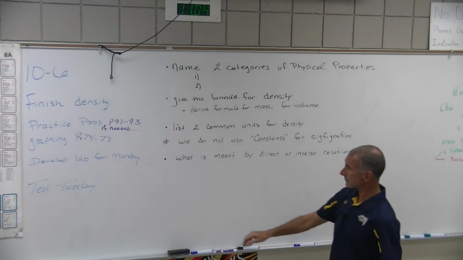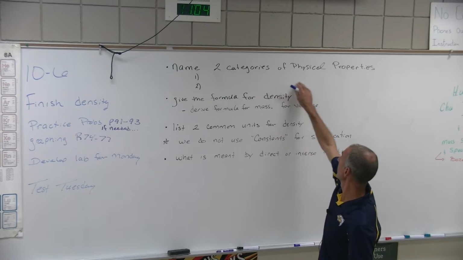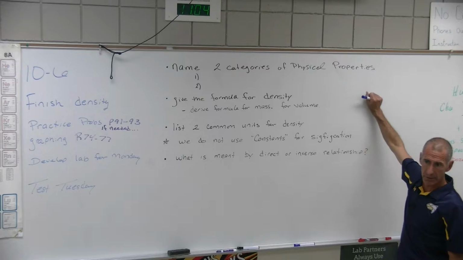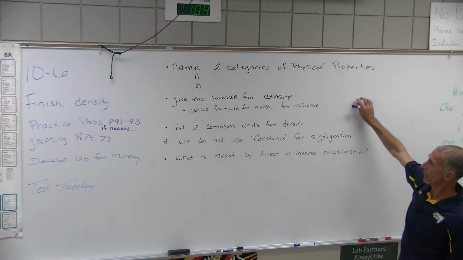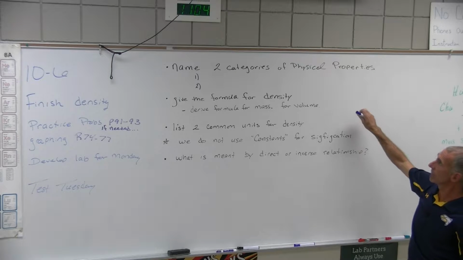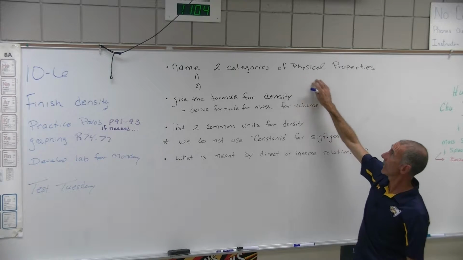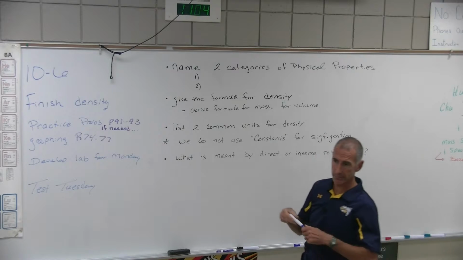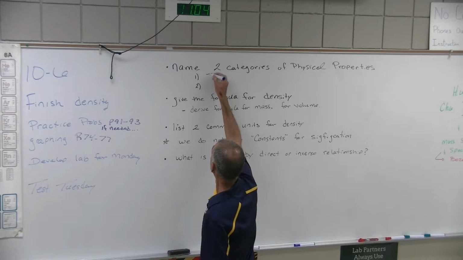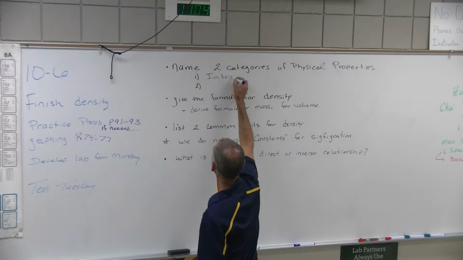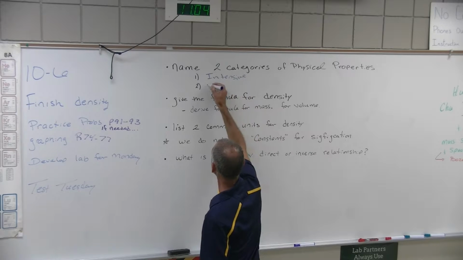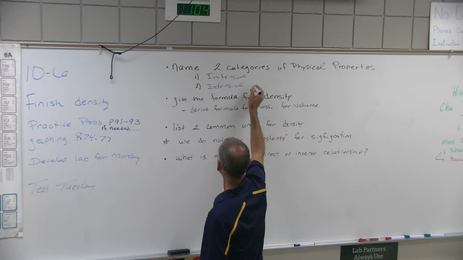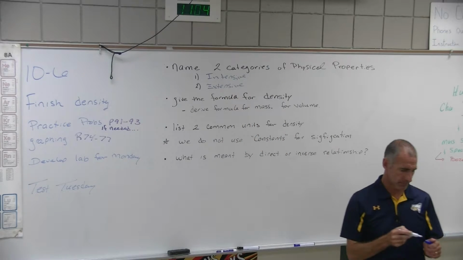Okay. All right, two categories of physical properties that we talked about yesterday. Again, I don't remember how far we got. Some classes got further than others. So we'll start with this. Two categories of physical properties. What's one? Good. Intensive property. And the other one? Extensive. And what's the difference between intensive and extensive?